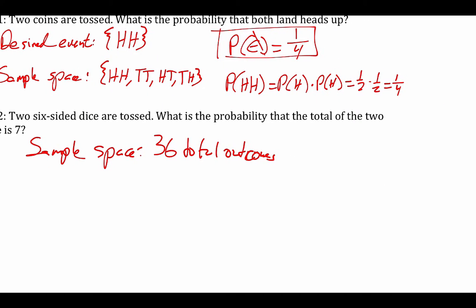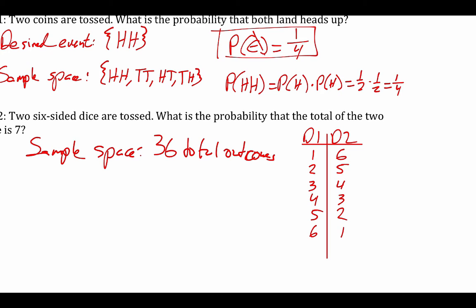Now, to figure out how many different options we have for our desired outcomes, I'm going to encourage you to make a table. We're going to have die 1 and die 2. On die 1, it can be a roll of 1, 2, 3, 4, 5, or 6. In order for them to add up to 7, if we roll a 1 for die 1, the second one has to be a 6. If we roll a 2, the second one has to be a 5. Then a 4, a 3, a 2, and a 1. In other words, there's a total of 6 desired outcomes.